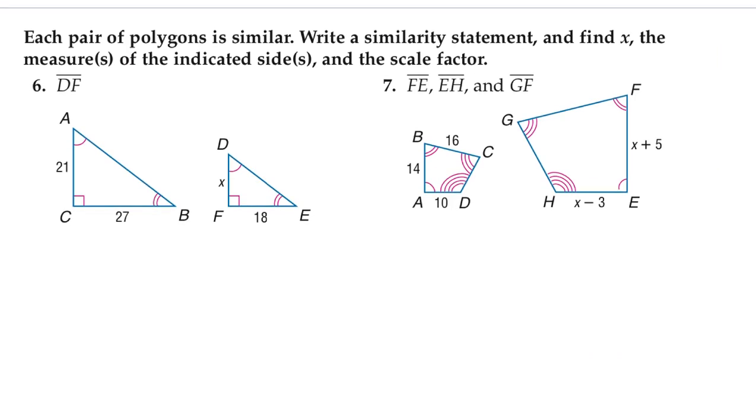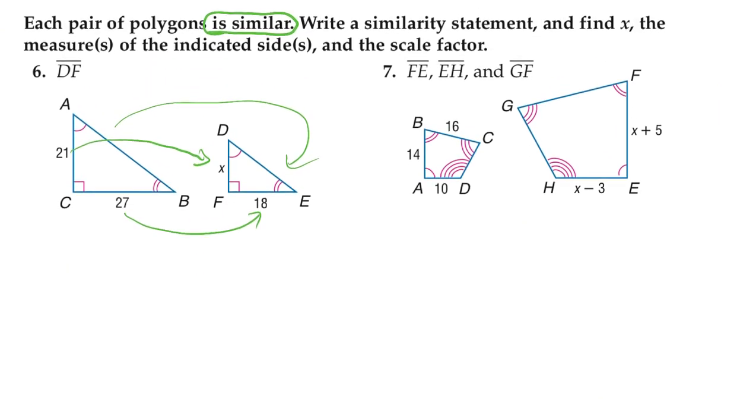Okay. Each pair of polygons is similar. Oh, they're telling us it is similar. That's useful. And then saying, write a similarity statement and find x. Well, let's look. Okay, so they gave us all the angles. So we know which ones correspond with which. So we know these correspond. We know the hypotenuse corresponds, and we know the 27 and the 18 correspond.